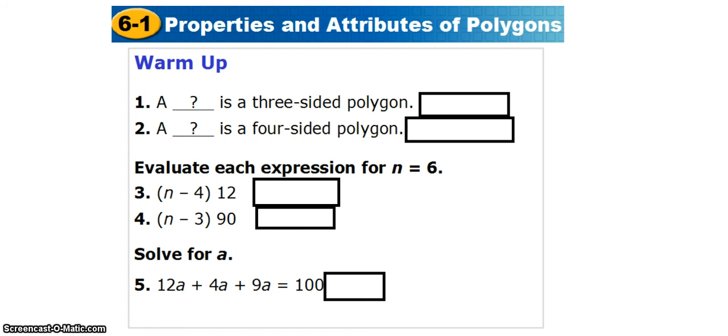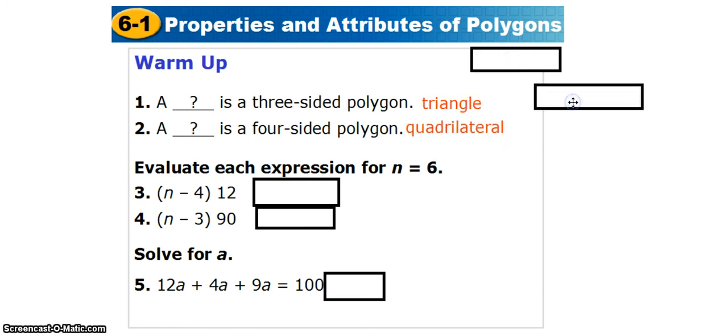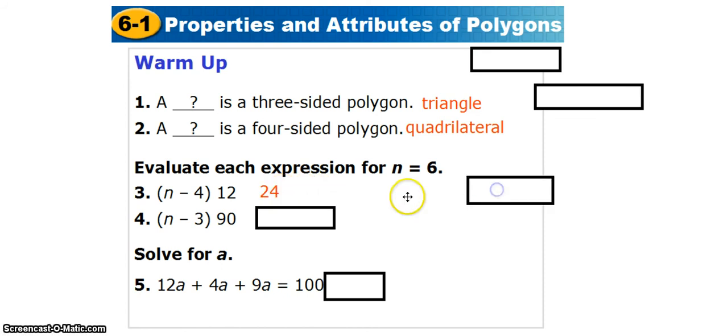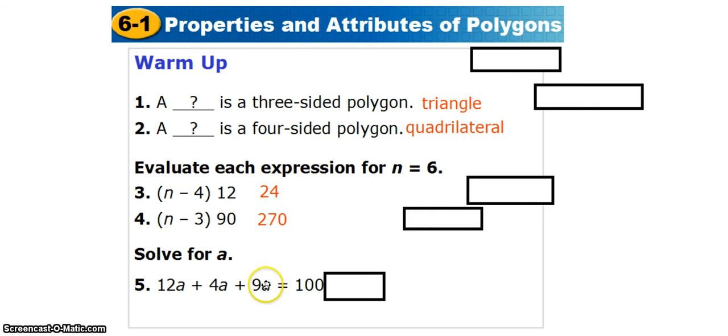6-1, pause, give it a try, and come on back. Number 1, a three-sided polygon, triangle. A four-sided polygon, quadrilateral. When you substitute 6, you have 24. Substitute 6, and you have 270. And solving for A, how many A's do we have here? Looks like we have 13 and 12, 25, right? So A equals 4. If you aced that, congratulations to you.